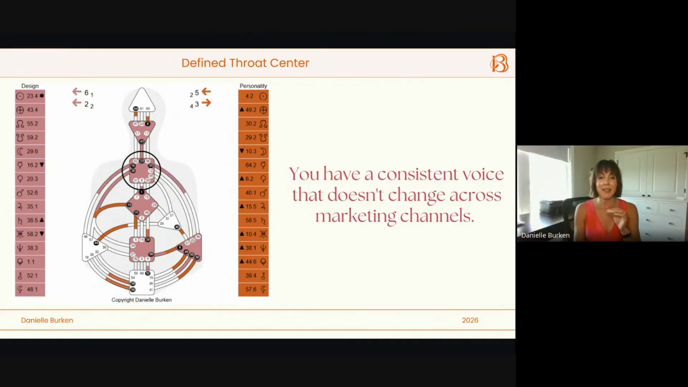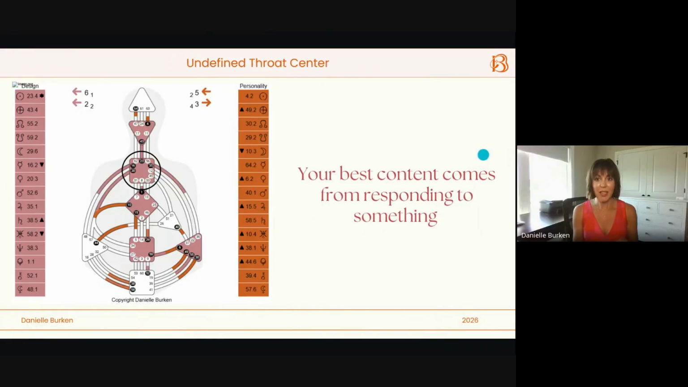So stopping caring about what other people will think is hard, but it is what will literally change everything inside of your business for a defined throat. For an undefined throat, your best content comes from responding to something. So even my generators are like, well, I respond all the time, but I have a defined throat.